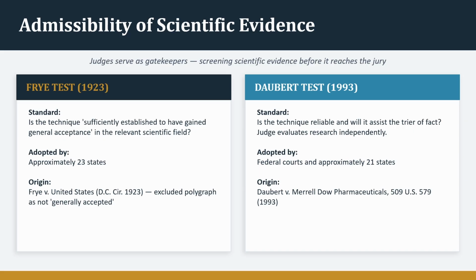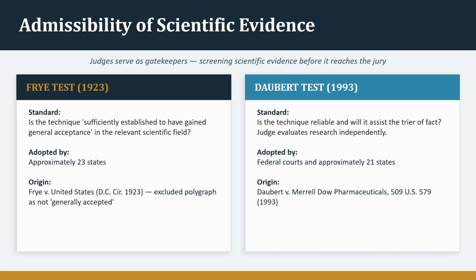Frye is a conservative standard. New or emerging science, no matter how promising, has to earn acceptance in the scientific community before it crosses the courtroom threshold. This can take years, but the upside is that juries are protected from being misled by techniques that haven't withstood the scrutiny of peer review and replication.